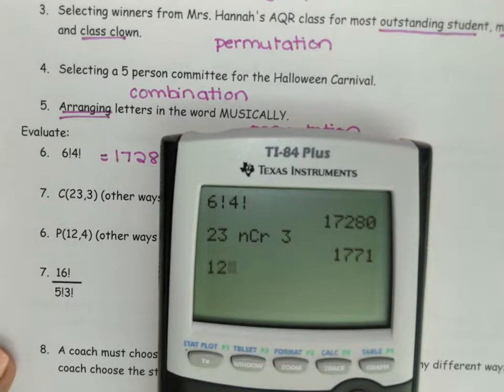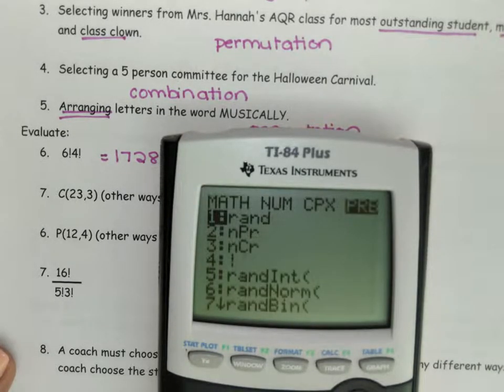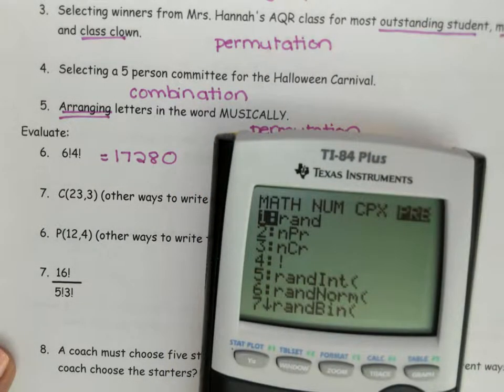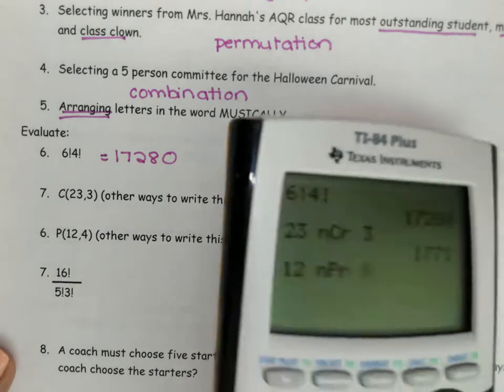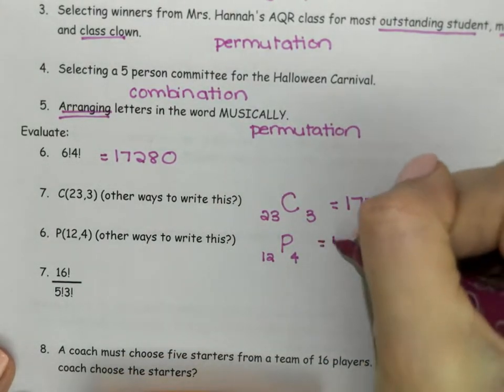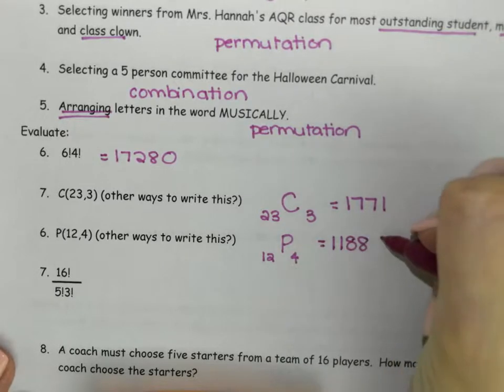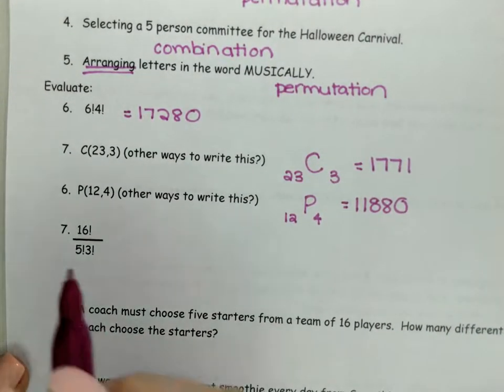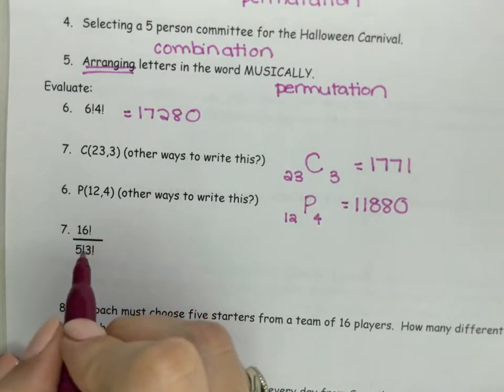The P tells us it is a permutation, so out of 12 people, we are selecting 4. So you do 12, math, over to probability. This is a permutation, and we are selecting 4 people. So 11880.